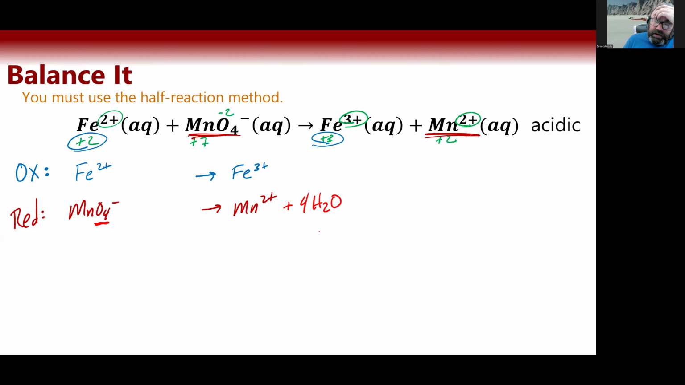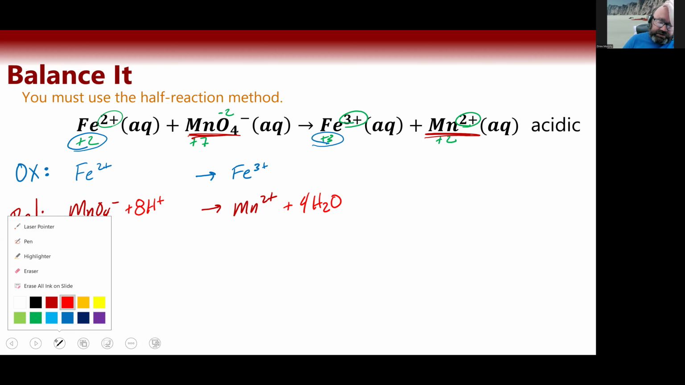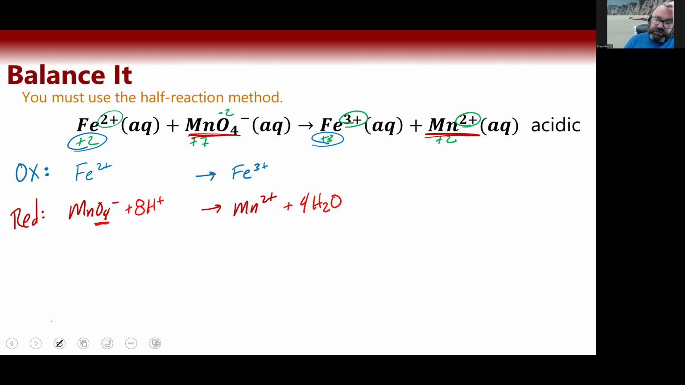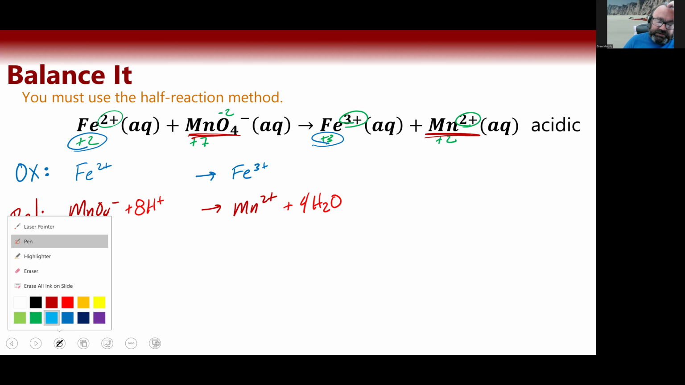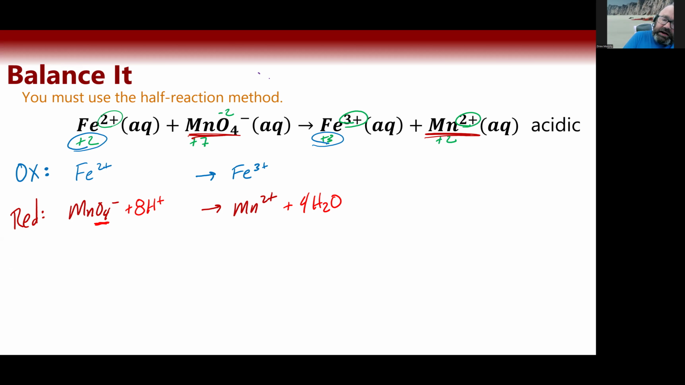Okay. Now we have to balance hydrogens because we just added hydrogens. There's 4 times 2, that's 8. So this side needs 8 H plus. Okay. Then we need to balance the charge, and we balance charge by adding electrons, and we always add electrons to the more positive side. Let's write this out. Add electrons to the more positive side.